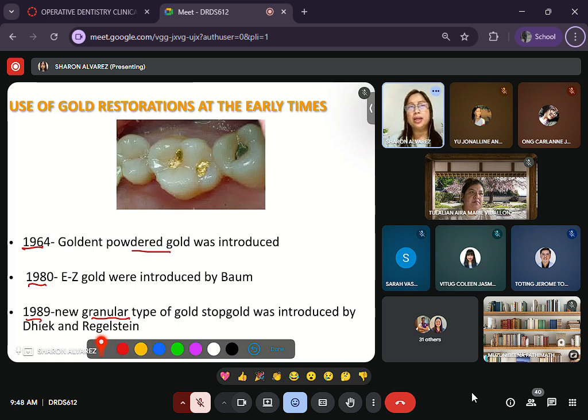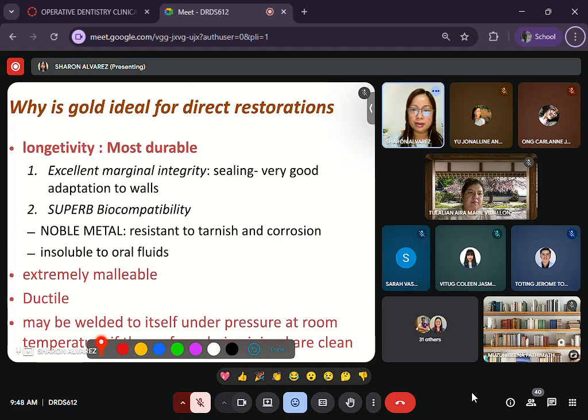And because of the technology, nowadays we have new materials like composite, and also compomer. Because of the newer materials that can give us a conservative approach in managing dental caries, we are more into minimum intervention dentistry. So that's why gold has become part of history already, but still we can use gold.